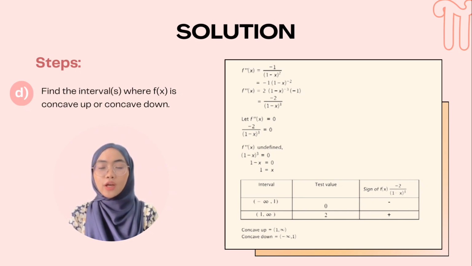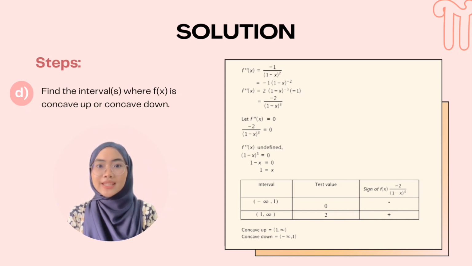Next, after finding the first derivative, we move to the second derivative to find concave up and concave down. From the first derivative, negative 1 over 1 minus x squared, we arrange it to negative 1 times 1 minus x to the power of negative 2. Next, we differentiate that and it became negative 2 over 1 minus x cubed. Next, let the second derivative become 0. So, 1 minus x cubed equals 0. Then x became 1.